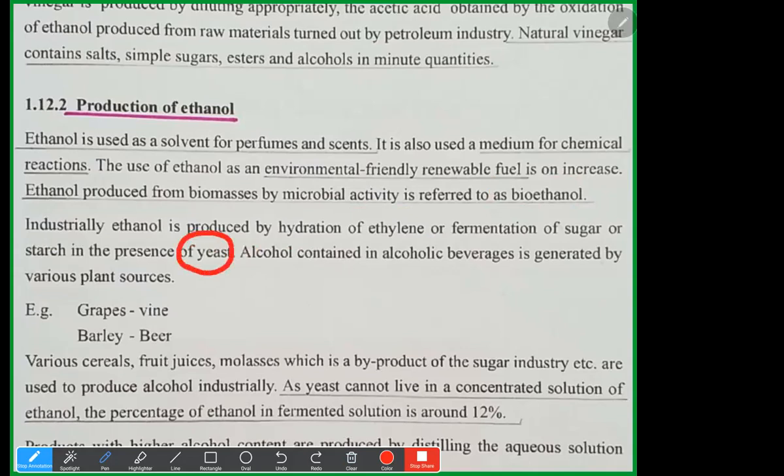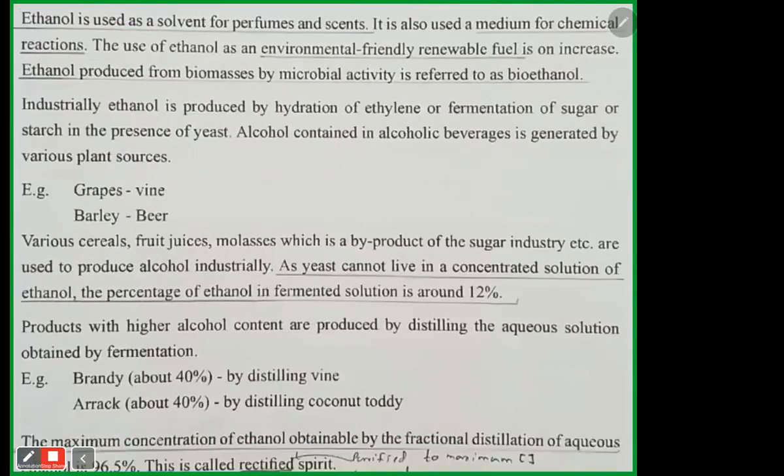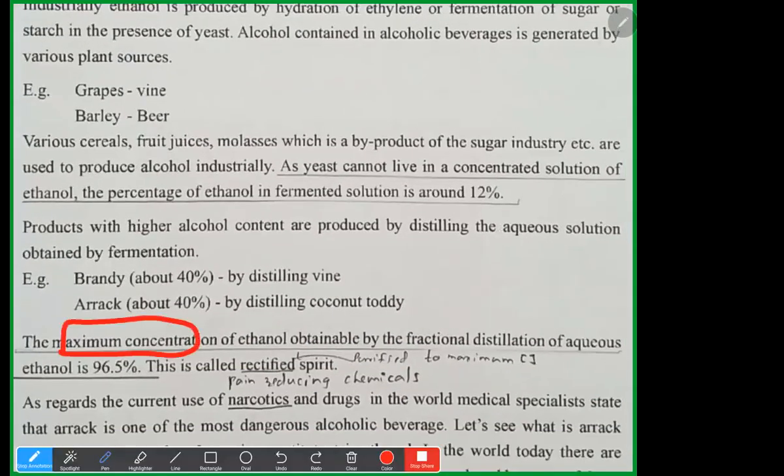Alcohol contained in alcoholic beverages is generated from various plant sources. The ethanol in alcoholic drinks is made from different plants. We use grapes to make wine and barley to make beer, and various cereals, fruit juice, and molasses, which is a byproduct of the sugar industry.